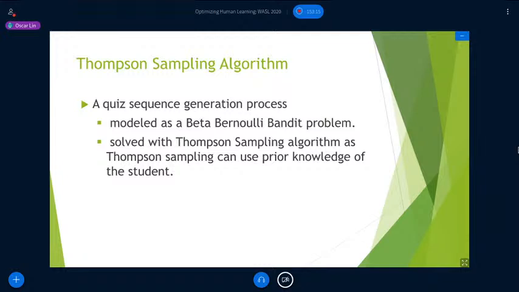So here we first model the process as a Bernoulli bandit problem, and then solve it using Thompson sampling.